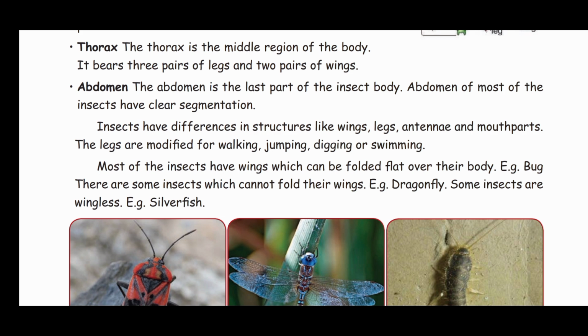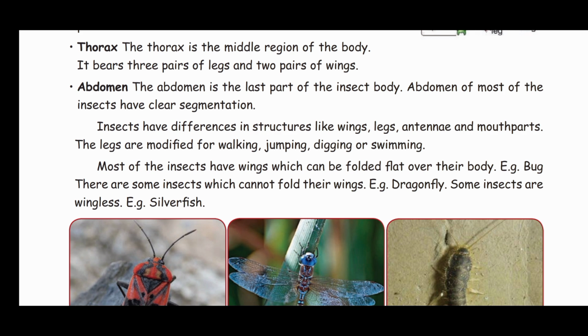Most insects have wings which can be folded flat over their body. So the wings can be folded and kept on the body, and when they want to fly, they will open them and start flying. Example, bug. There are some insects which cannot fold their wings. They stay as they are when they fly. Example, dragonfly. So a bug will close its wings when not required, but a dragonfly cannot.